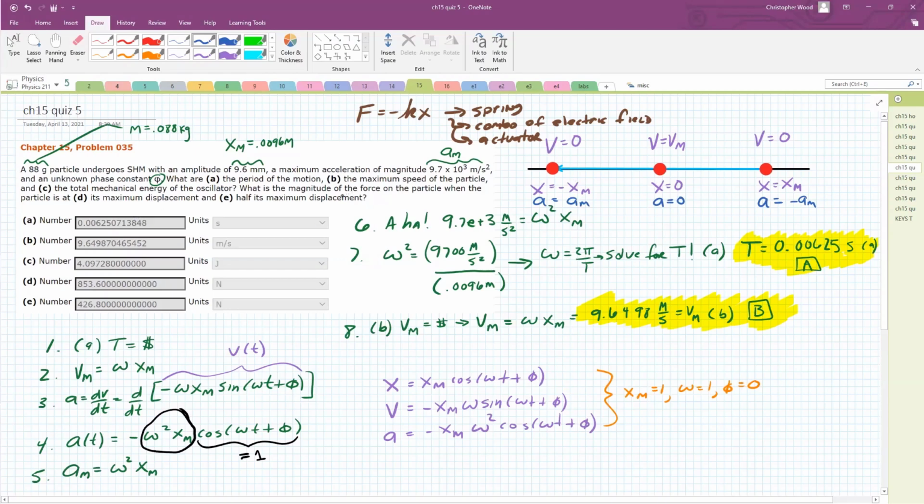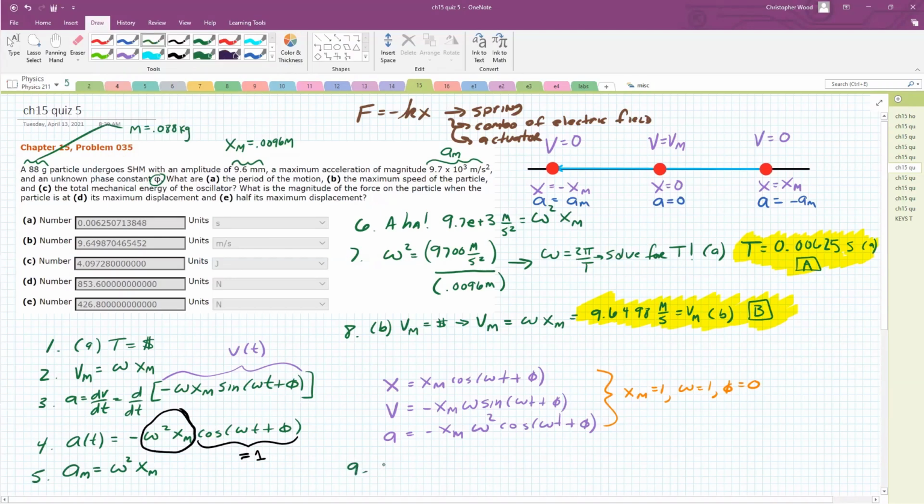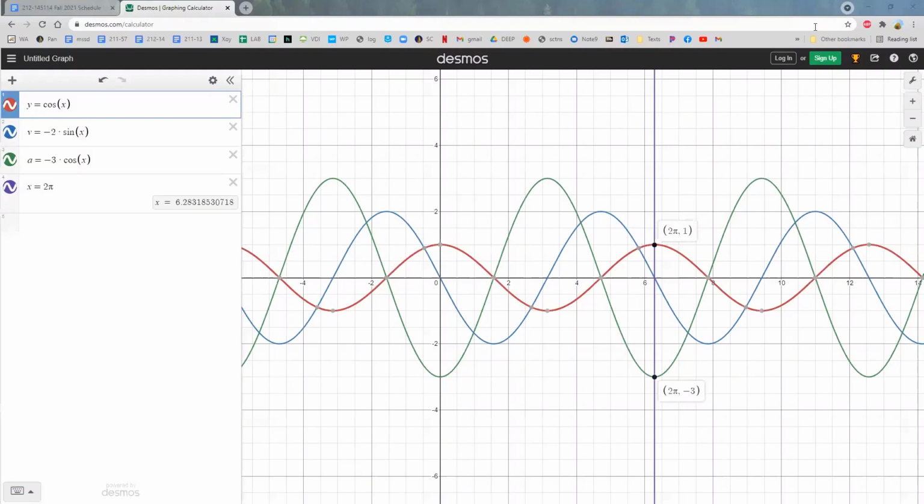So what is the force? So number 9. Number 9 is asking you to find out the force at maximum displacement. So at x equals x max, based on this Desmos graph, which I think I need Desmos again. I just want to sanity check myself. Maximum acceleration occurs at zero velocity, which occurs at an extreme endpoint. So at maximum displacement, I have maximum acceleration. I can use that.